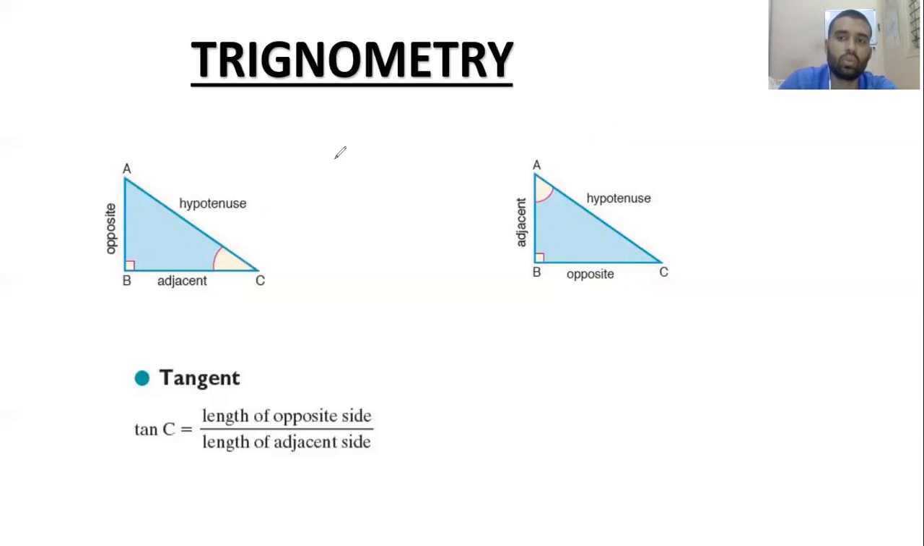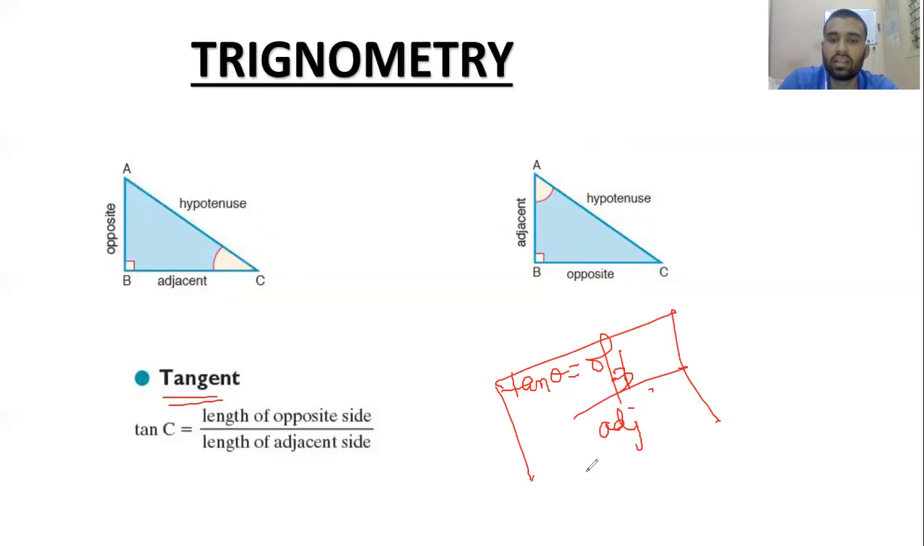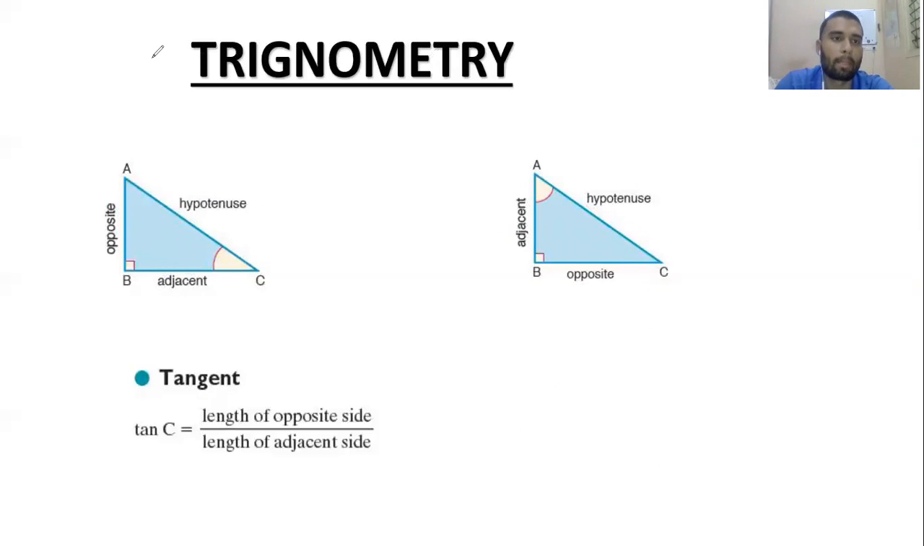Now, we'll be starting with the first trigonometric ratio, called tangent or tan. Remember that tan theta is opposite by adjacent. So tan theta is basically opposite by adjacent, always. The opposite side upon the adjacent side. When we solve a few numericals, you will understand.